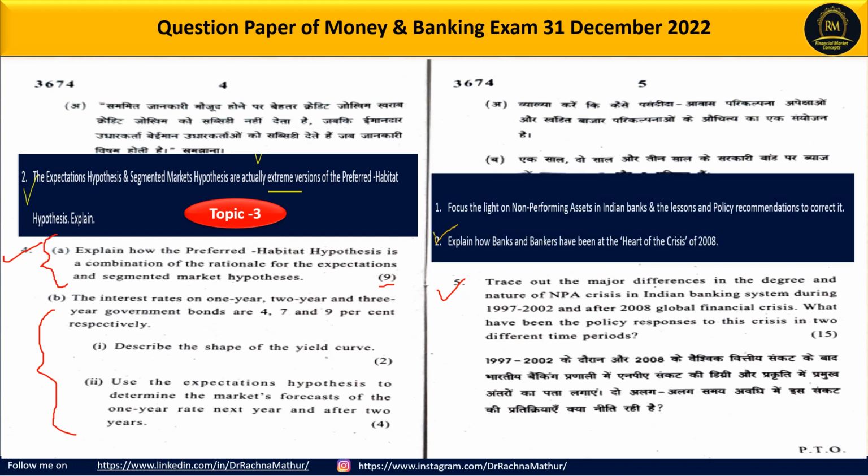So for this question, in question number 1 and question number 2 of topic 4, I asked you to prepare and focus on non-performing assets in Indian banks, the lessons, and the policy recommendations to correct it, that is, the policy response to this crisis, and to explain how banks and the bankers have been at the heart of the crisis of 2008. So this was the question which was expected, and it came as a 15-marker question.